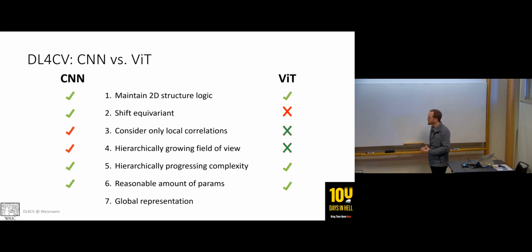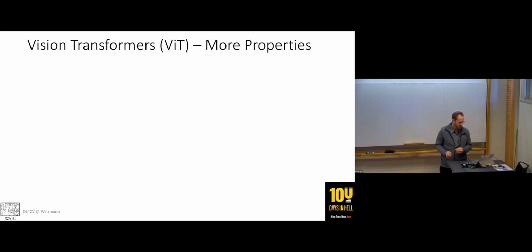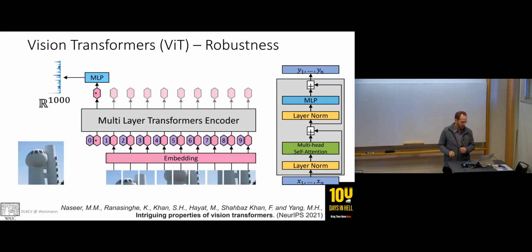And a global representation of the input. So in CNN, do we have a global representation? We can have one artificially by average pooling the features, but we don't have one that is built into the architecture. While in the transformer, we have the class token that actually stores some global information about the image that we are processing, which can be very nice. Let's talk about some more properties of the transformers.